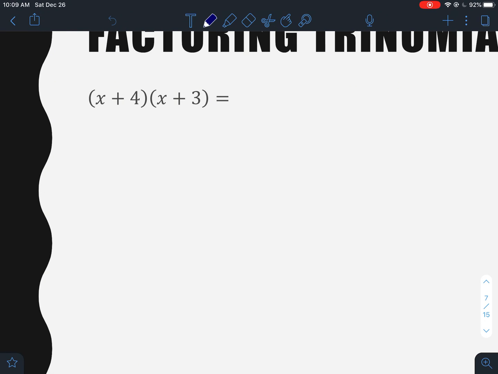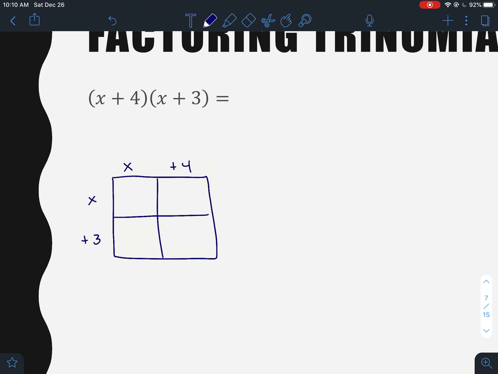So let's review how to multiply them. If I have x plus 4 times x plus 3, remember we had two different ways of multiplying this. We could either distribute or use the box. So we have x plus 4 and x plus 3. If we multiplied this, I would get x squared plus 4x plus 3x plus 12. And then when you combine those two middle terms, you get x squared plus 7x plus 12.